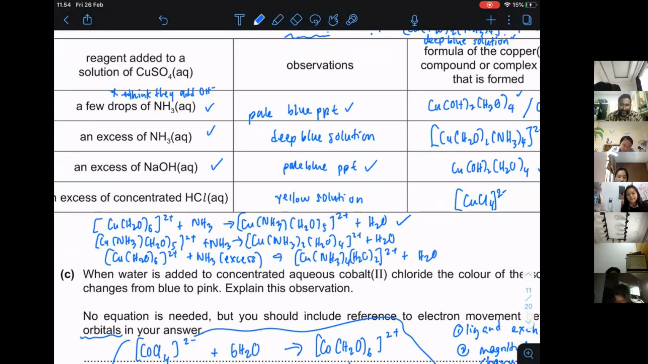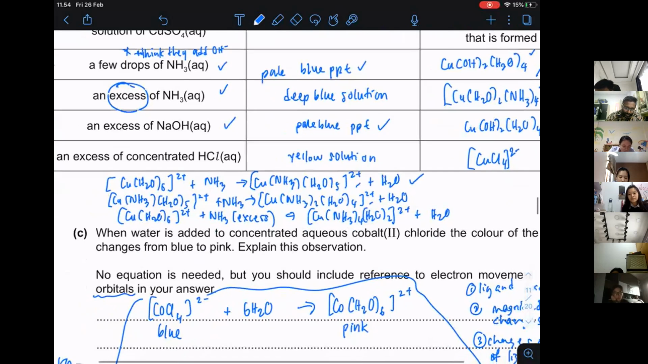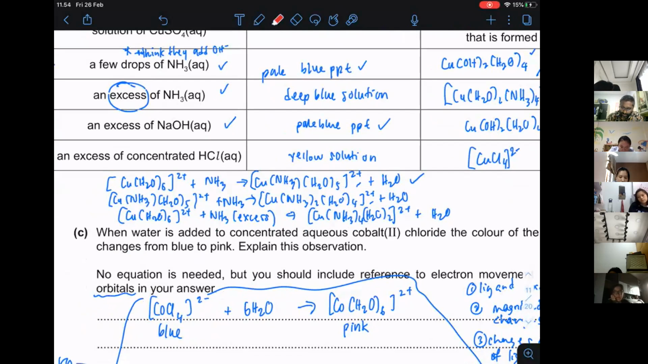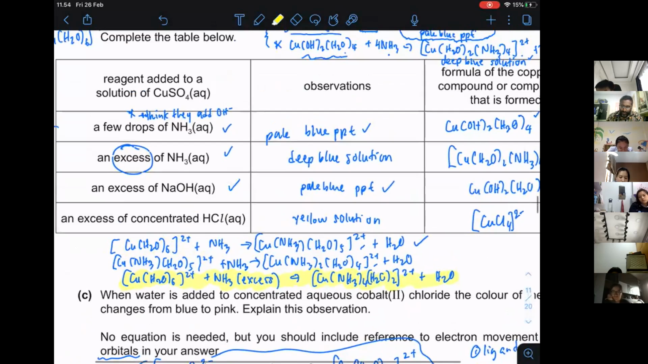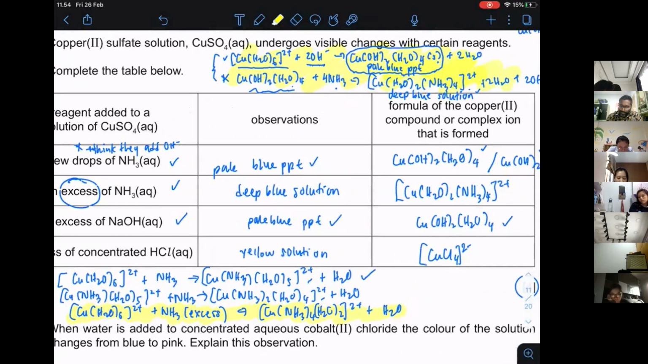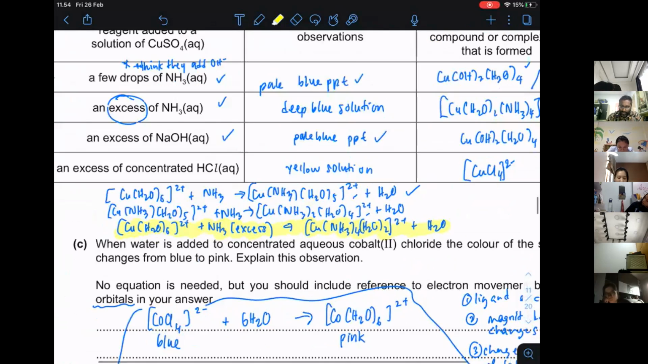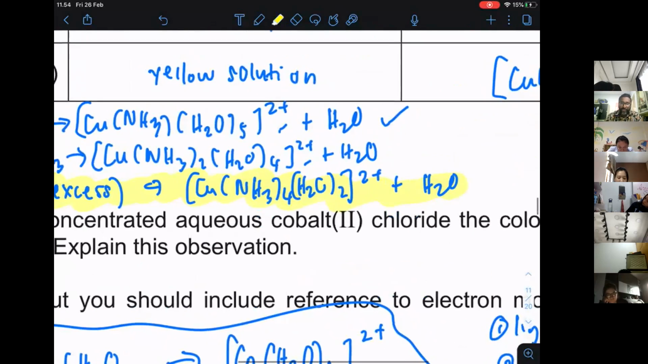So if you are using excess, do take note, this is excess. This one is not a few drops of NH3. As they are reacting, you are going to get this, then you are going to get this. But in total, if I just highlight here, this is what we are interested in, which is the same as combining these 2 equations. It's quite the same. So if you're having it in excess, you are going to get 4 moles of ammonia, and then 2 moles of water.